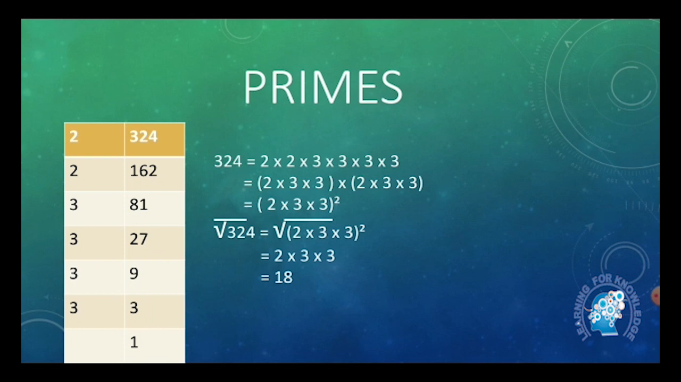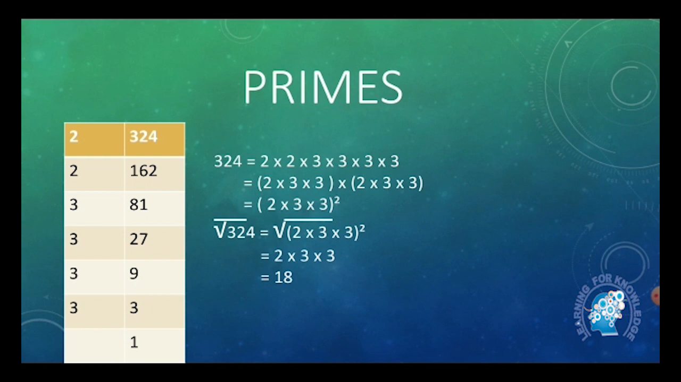Okay, now we will write 324 equals all of its prime factors. That is 2 multiplied by 2 multiplied by 3 multiplied by 3 multiplied by 3 multiplied by 3. Now we will arrange them into 2 equal groups. As you can see, there are four 3s and two 2s. So in each group there will be two 3s and one 2.